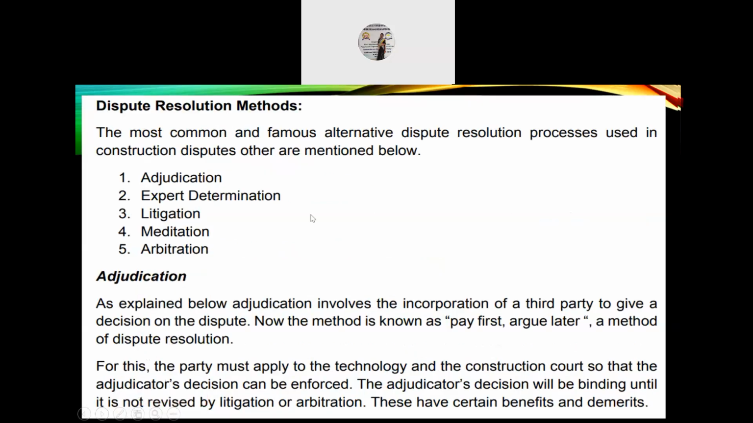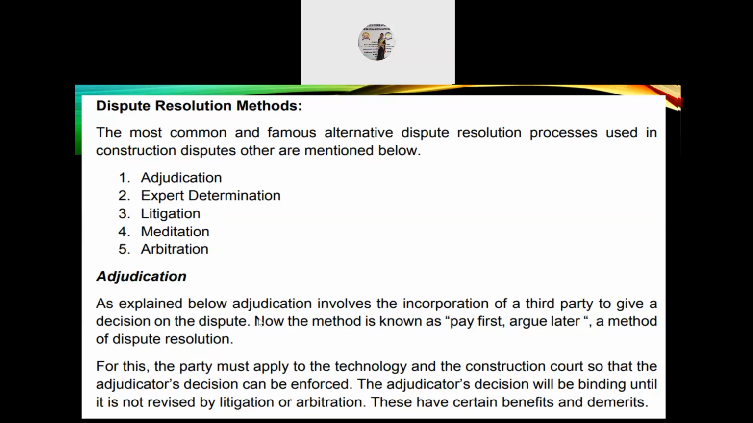Next, dispute resolution methods. The most common and famous alternative dispute resolution processes used in construction disputes are mentioned below: adjudication, expert determination, litigation, mediation, and arbitration.